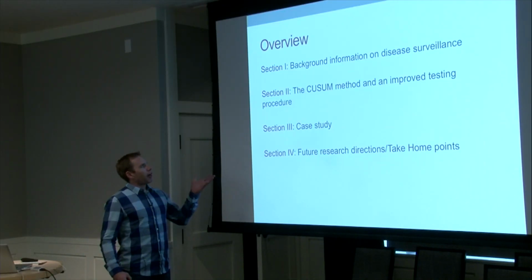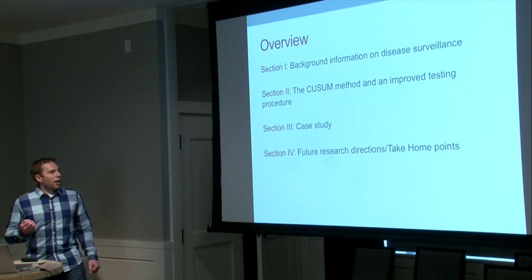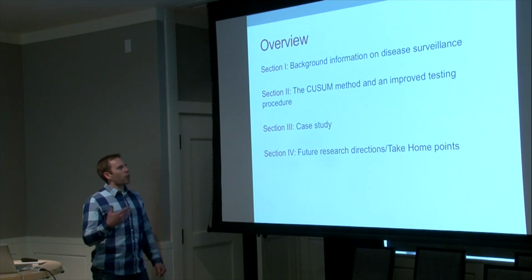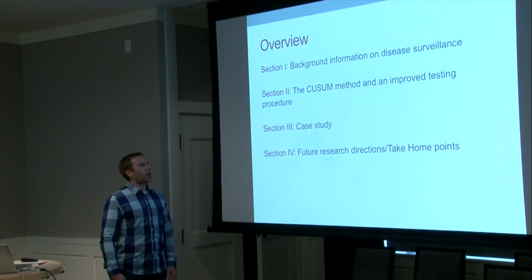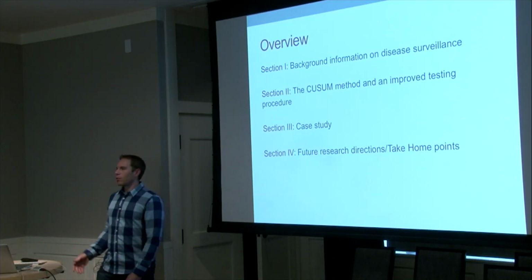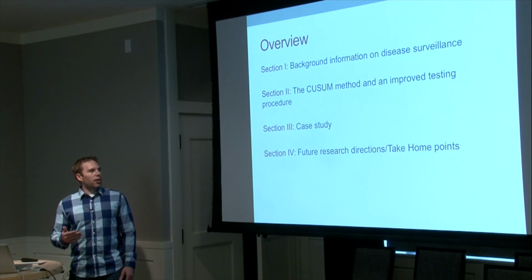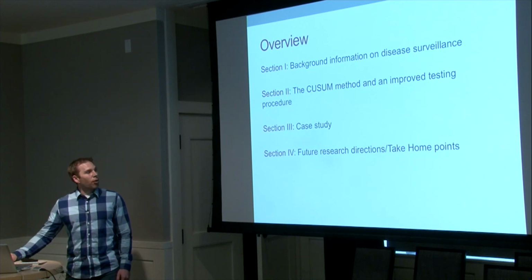So I'm going to give you some background information on disease surveillance. And then I'm going to give you some background for the method that we developed. I'm going to start at a very introductory level, since I know that a lot of you are not statisticians and not super familiar with statistics, and that's totally fine. We each have our areas of expertise. So I'll provide some background to hopefully get you through that section. We'll look at a case study related to salmonella cases in Germany. Then I'll talk about some future research directions and end with some take-home points for everyone.